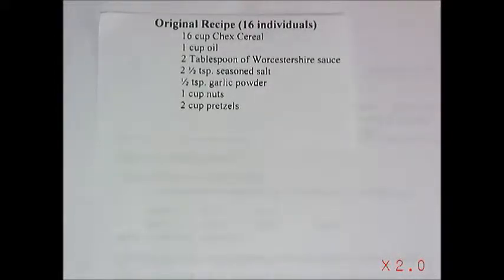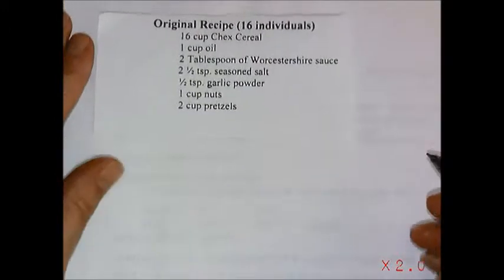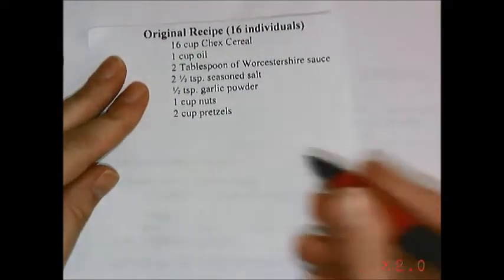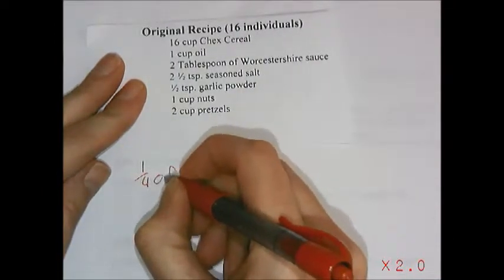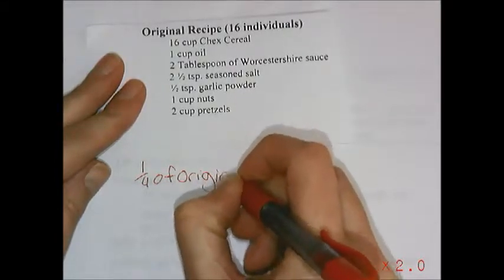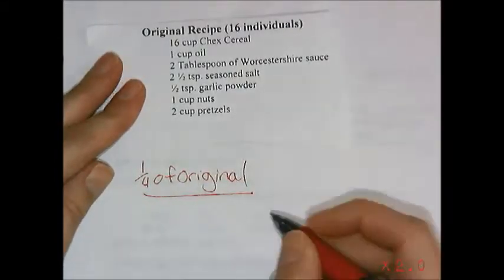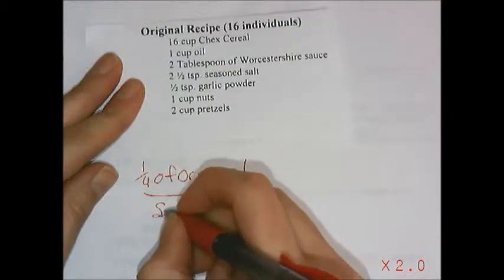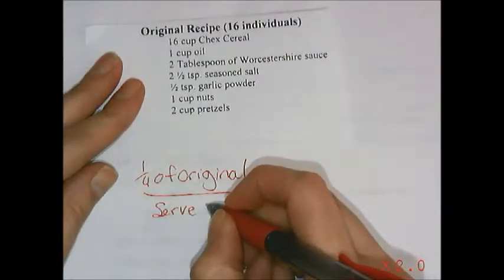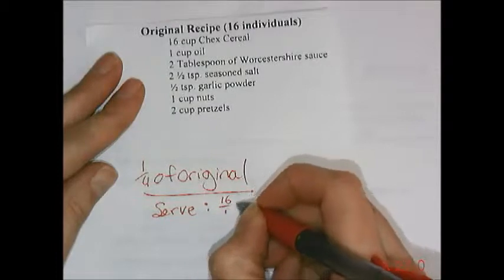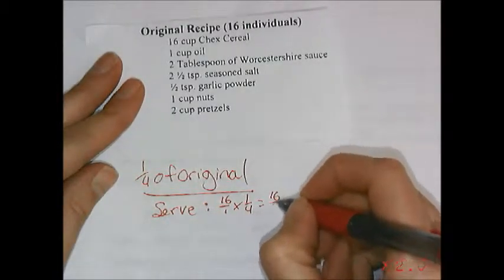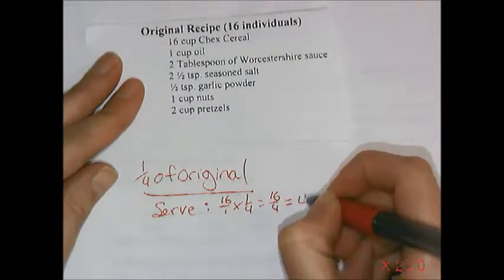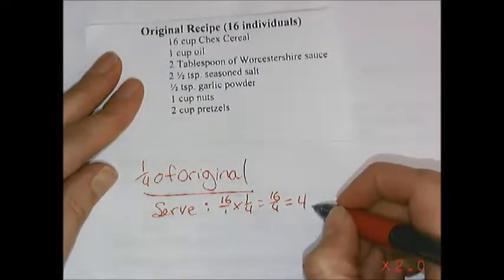Here I have a Chex Mix recipe. I'm going to convert it to a fourth of the original recipe. The original recipe serves 16 individuals. So 1/4 of the original would serve 16 times a fourth, which will give me a fourth of 16. 16 fourths is just 4. It will serve 4 people.